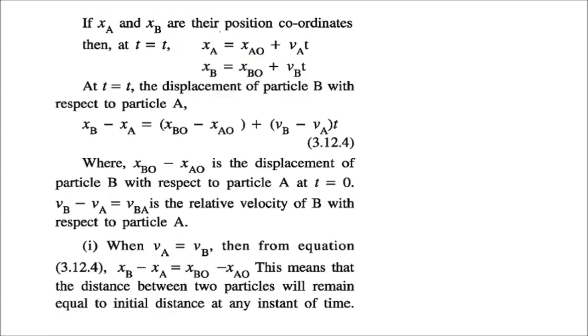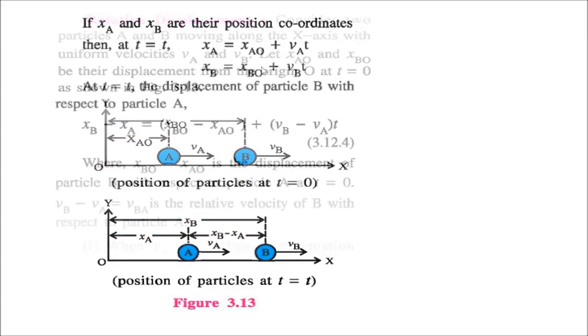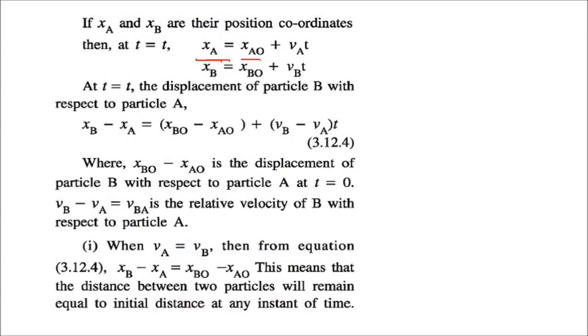So XA and XB are their position coordinates, and we can simply say that XA is nothing but, what is this XA? XA is simply XAO, meaning this distance, plus the distance that A has travelled in time t, so VA into t. XA is the initial distance plus the distance it has travelled in time t, VA into t. Similarly, XB will also be equal to the initial distance from the origin plus the distance B has travelled in time t.